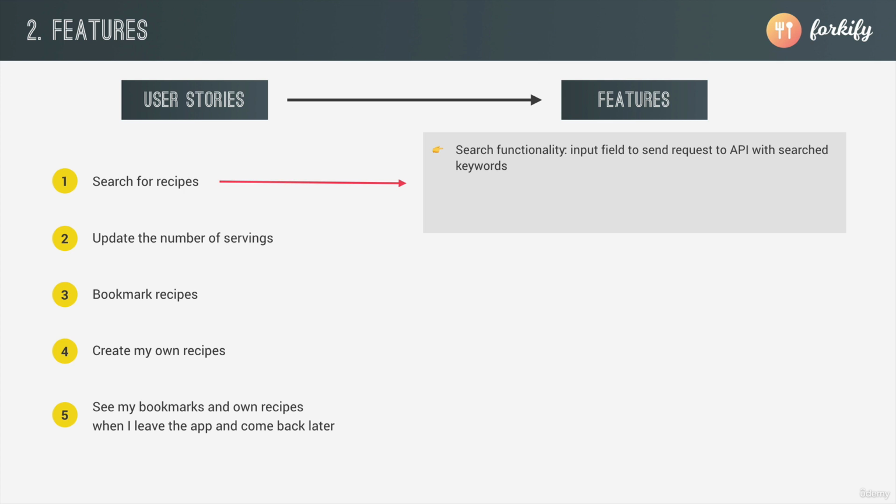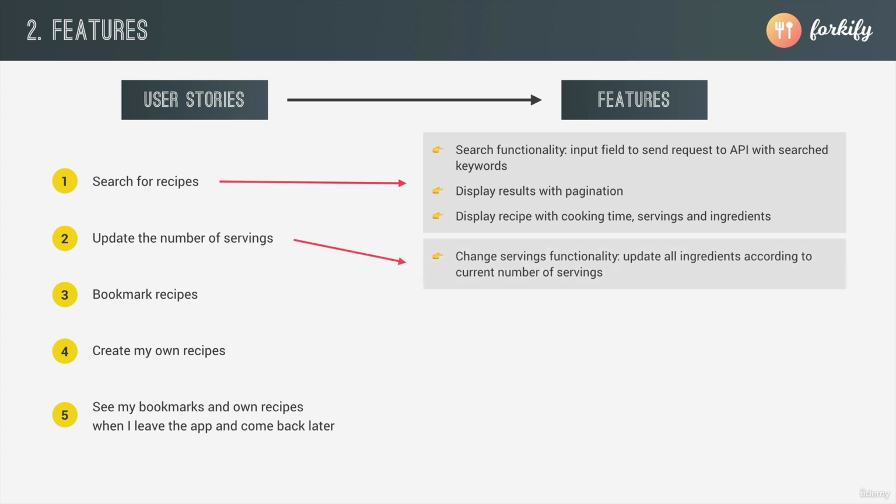Then the application should of course display these results and also with pagination to make it more user-friendly in case that there are many results. And then of course the application needs to display the selected recipe with relevant data such as cooking time, servings, and ingredients. Now the next user story is pretty simple, so all we need is a functionality to change the servings. So basically updating all ingredients according to the current number of servings.